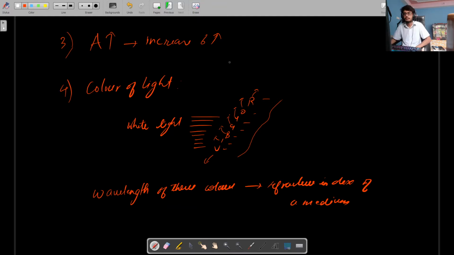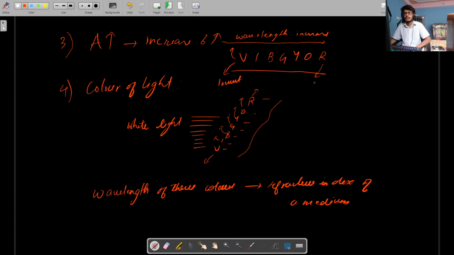Now we know that for visible light, the order is violet, indigo, blue, green, yellow, orange, red. The wavelength increases as we go from left to right in this series, right? So the wavelength of violet is the lowest compared to the wavelength of red in the spectrum. The wavelength of violet is lowest, and the wavelength of red is highest.